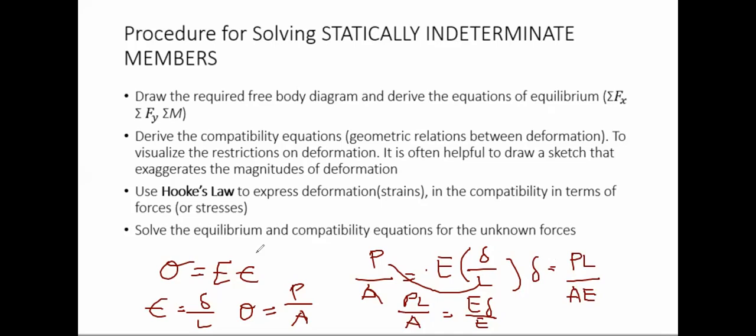So, next, the last step, guys. The last step is to solve the equilibrium and compatibility equations for the unknown forces. Once we know our equilibrium and compatibility equations, we can now solve for the unknown forces. And of course, don't forget that stress is equal to force over area, the applied force over area. So, that's the procedure for solving statically indeterminate members.